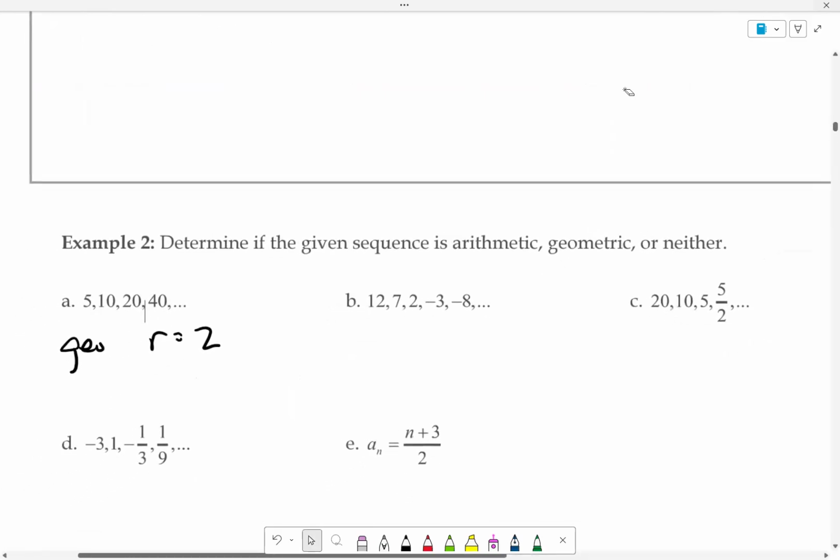Okay, so again, for B, C, D, and E, I want to know what kind of sequence it is. I want to know the D or the R associated with it.